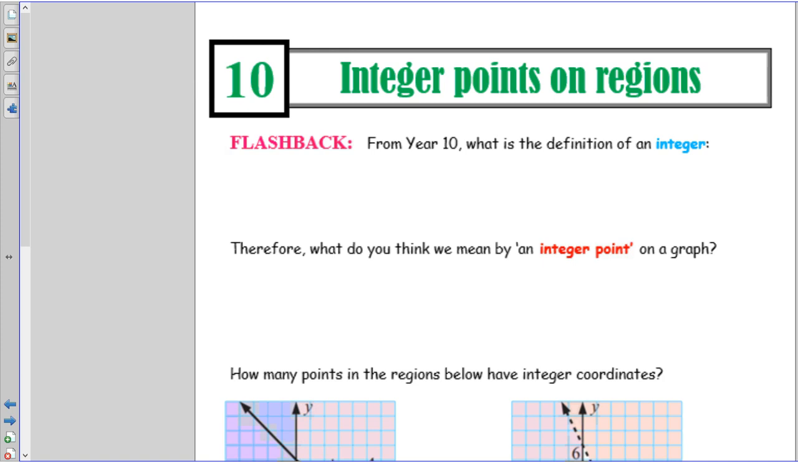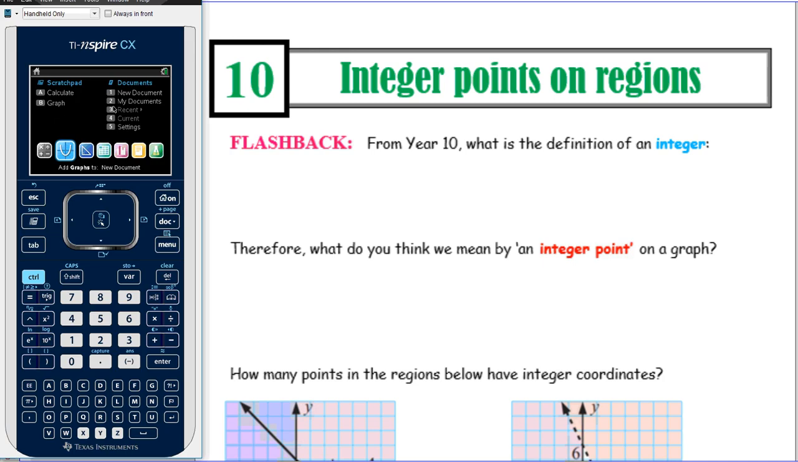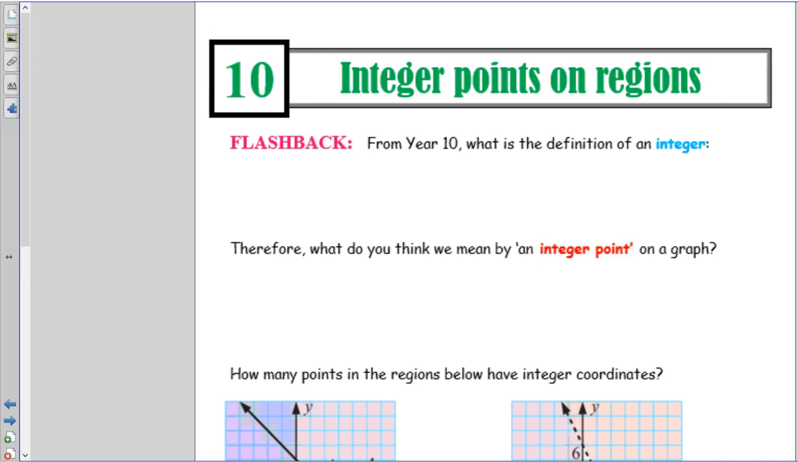And welcome to the lesson on integer points on regions. We'll do these problems as if it was without calculator, but have your TI handy because we'll probably check our answers with the calculator just as a backup, in case it happened to be a calculator exam.